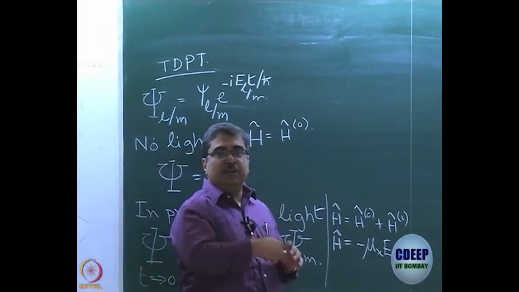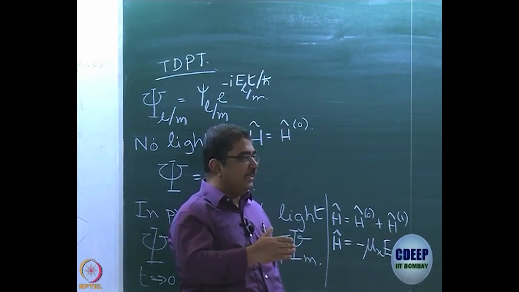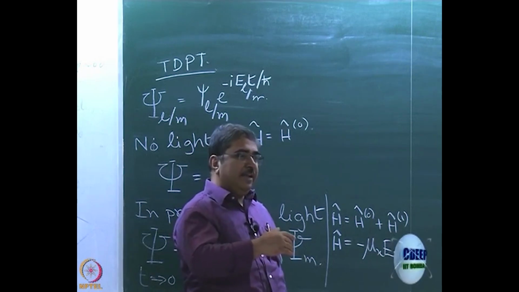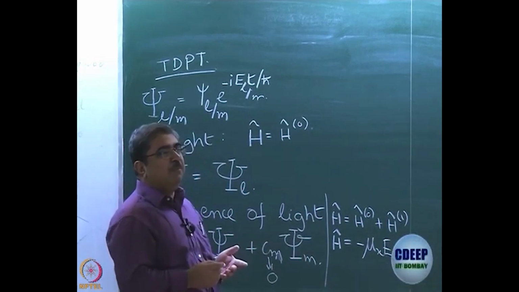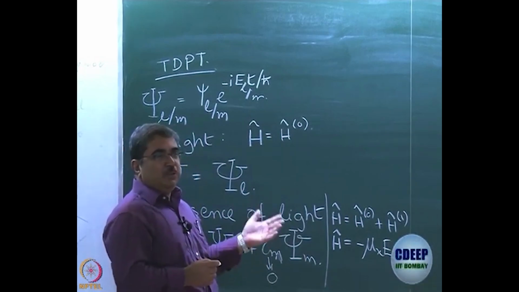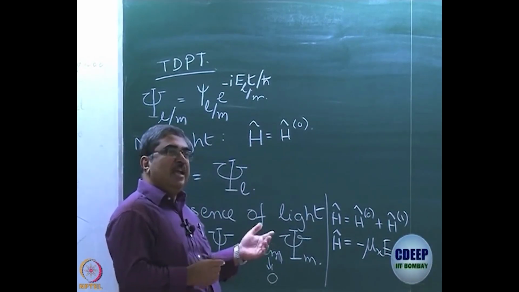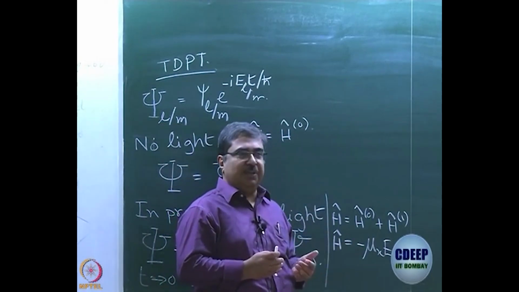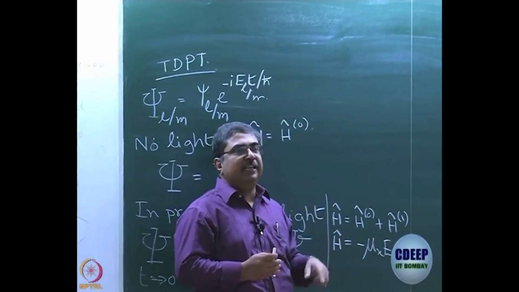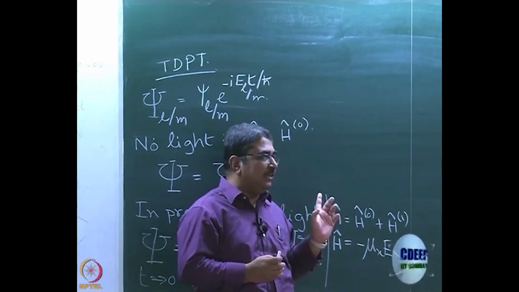So, we are talking about plane polarized light, right, and that is what it is. So, mu x is the x component of the dipole moment of the molecule. So, we are considering the perturbation to be an electrostatic interaction between the electric dipole of the molecule and the oscillating electric field associated with light.